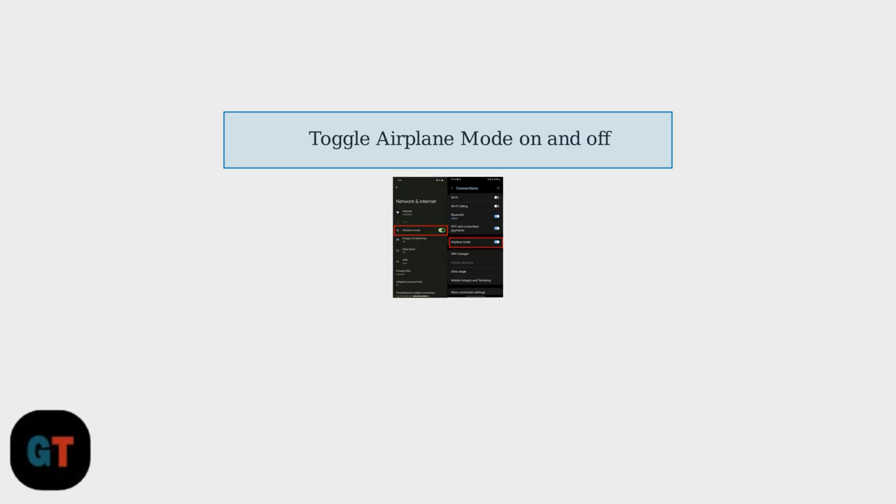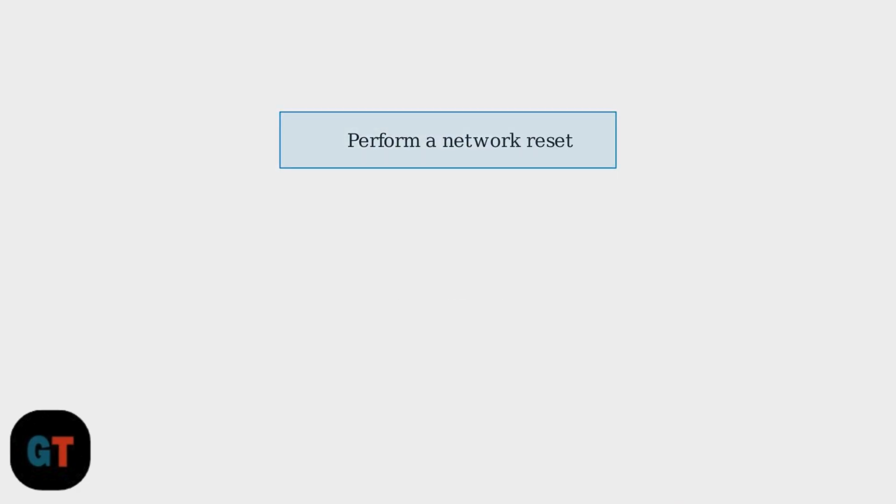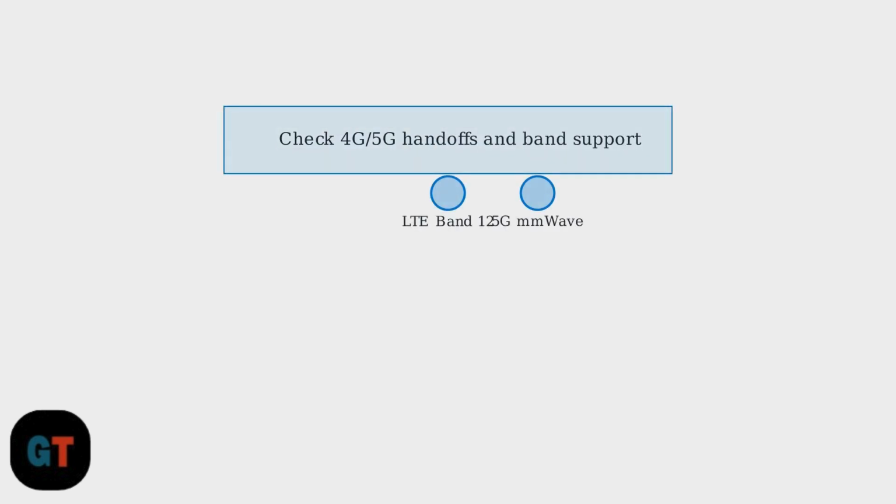If your AT&T Android device has network connectivity issues, start with basic steps. Toggle airplane mode on and off to refresh the connection. Then, perform a network reset as described in the previous section. Signal instability can also occur during 4G/5G handoffs.